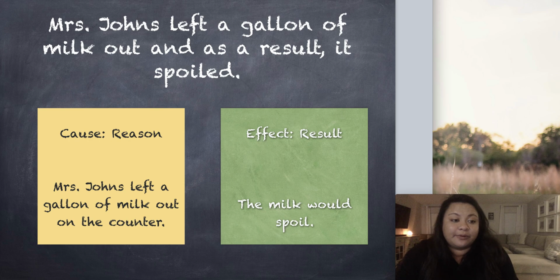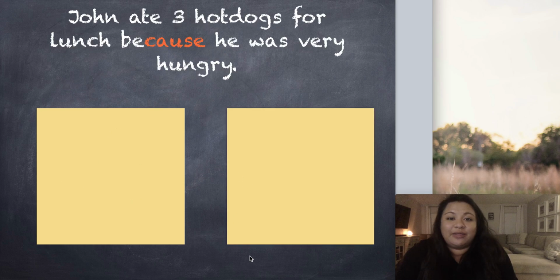Let's do one more example. John ate 3 hot dogs for lunch because he was very hungry. And if you notice, I made cause red, part of because. Because when we say cause or because, it has the word cause in it, so you can know that what comes after it is a cause. So John ate 3 hot dogs for lunch because he was very hungry.